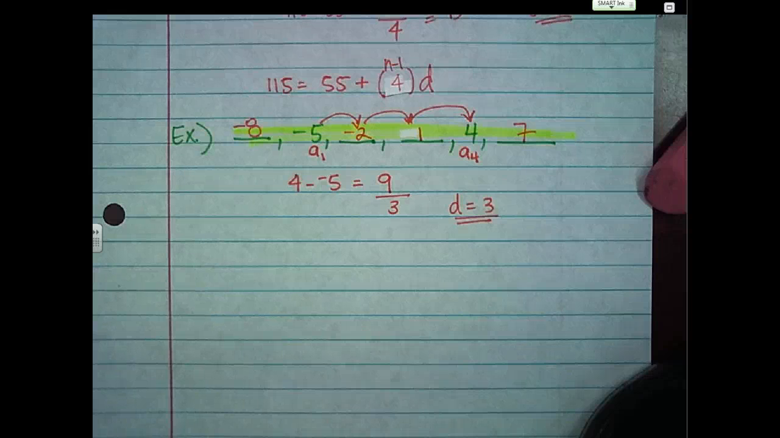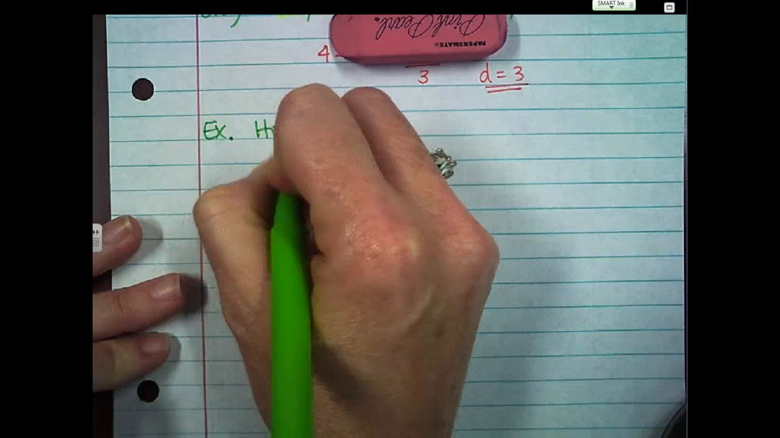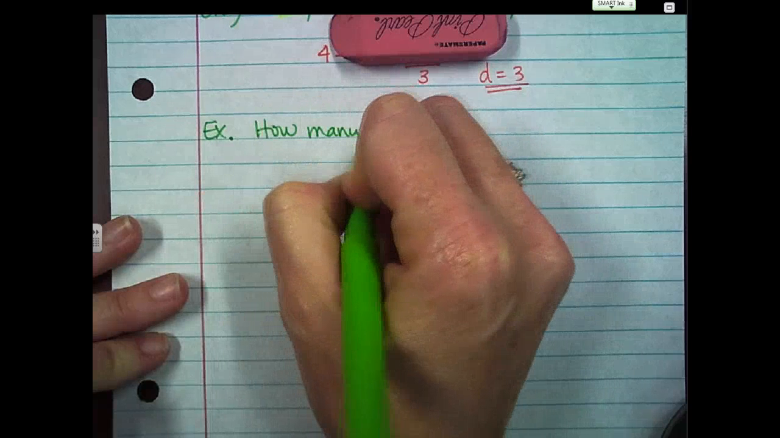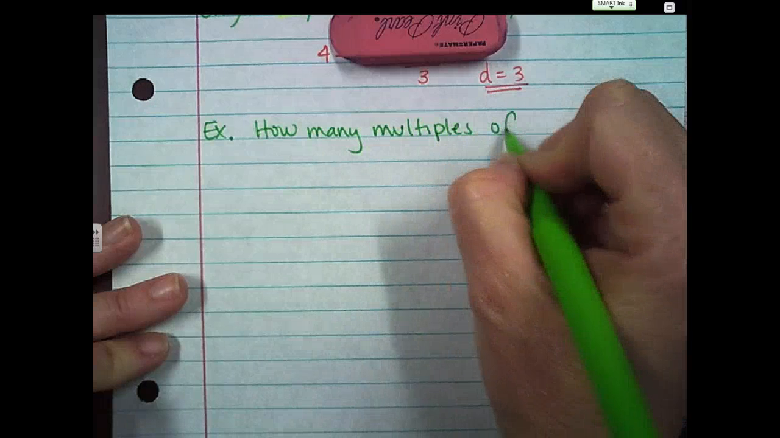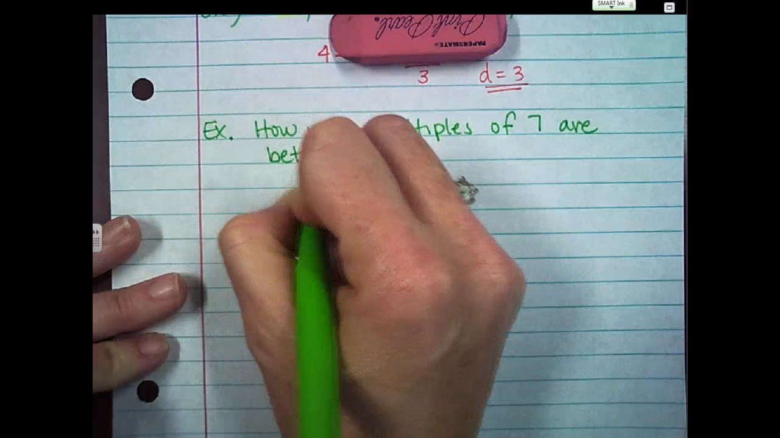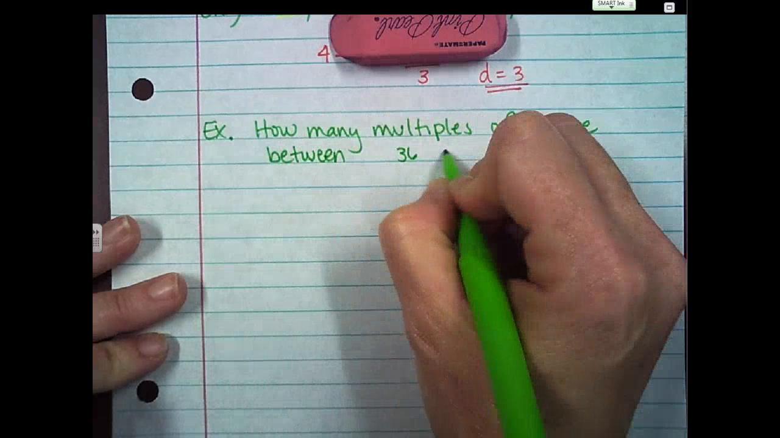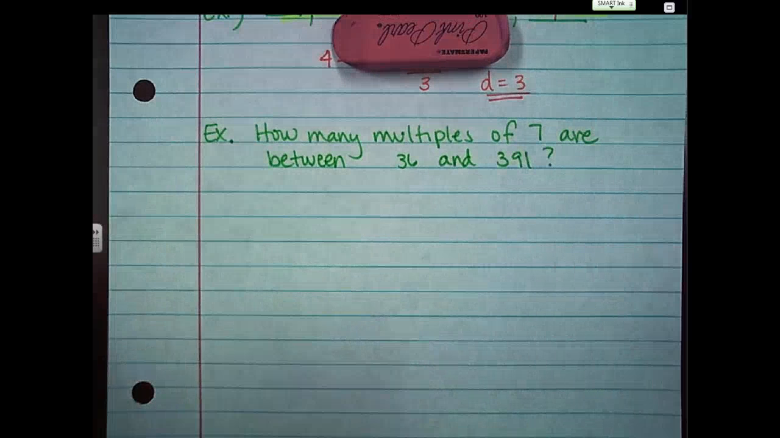Okay, we have 2 more problems. You ready? How many multiples of 7 are between 36 and 391? You may see problems like that.